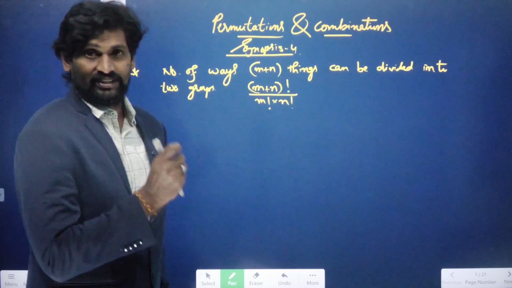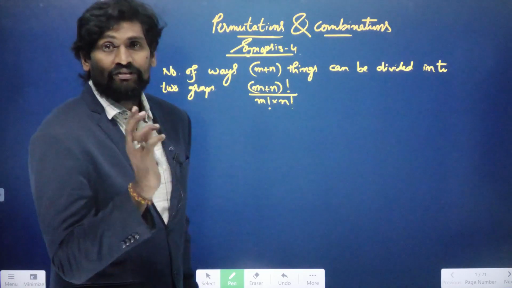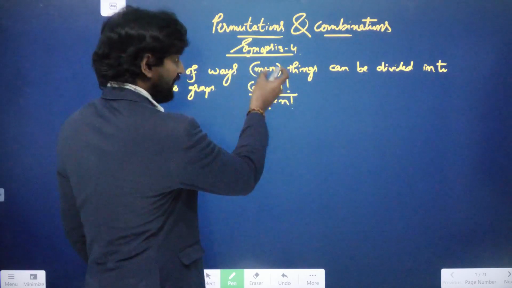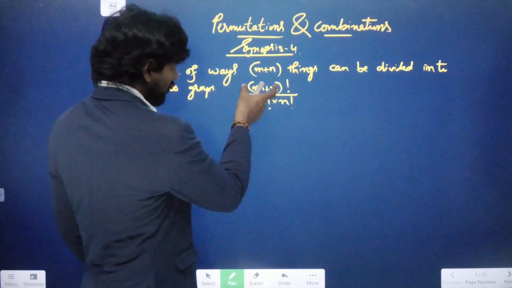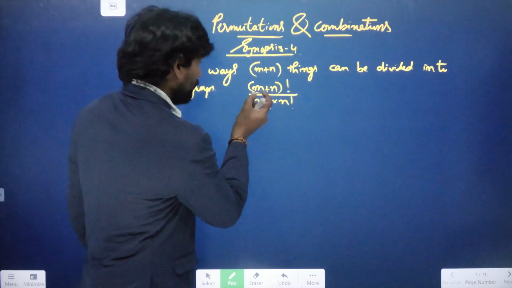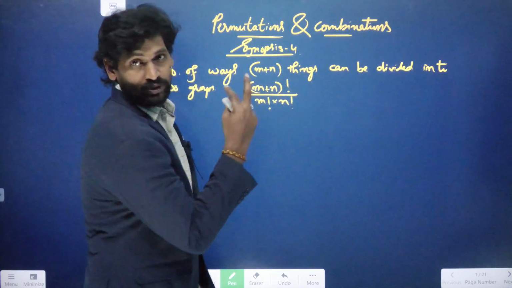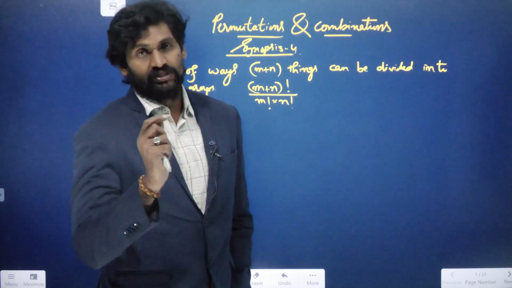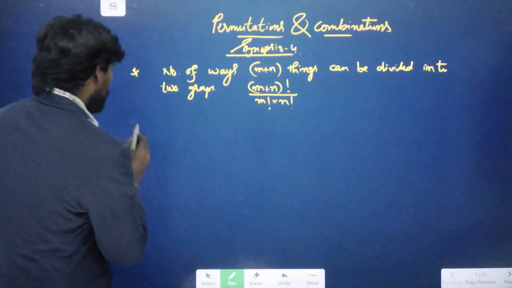So there are m plus n things. We are going to divide these m plus n things into two groups as m and n respectively. So total number of ways for two different separate groups is (m plus n) factorial by m factorial into n factorial. So this is one of the important formulas.